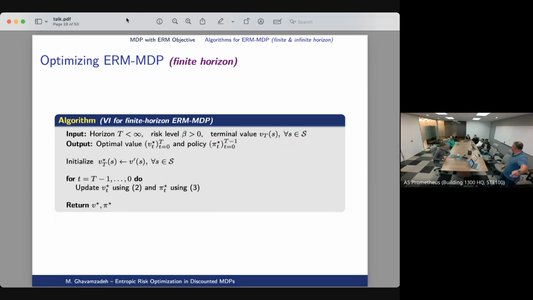But this is finite horizon, and you may ask the question that if it's finite horizon, then discounting doesn't have that much sense in finite horizon. So now I use this to define an infinite horizon algorithm.